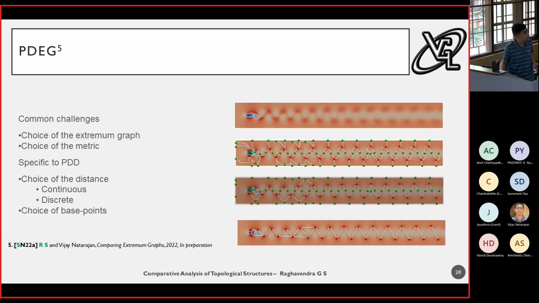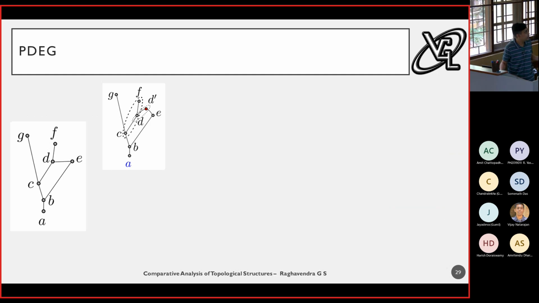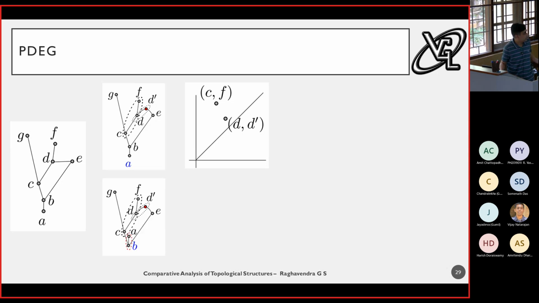Then the choice of base points. We will see what this means in the next slide. In a particular graph, we can choose a node as a base point, and based on that, we can compute the distances of all the other nodes, and build a persistence diagram using this distance as a scalar field. Here the persistence diagram would have two features, given by dd' and cf. If we consider a different base point, then there will be a different set of features. In this case, an additional feature which comes from BA is present in the persistence diagram.